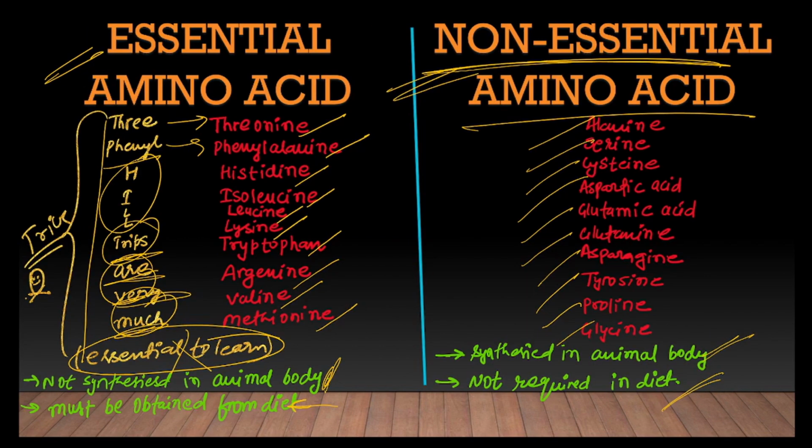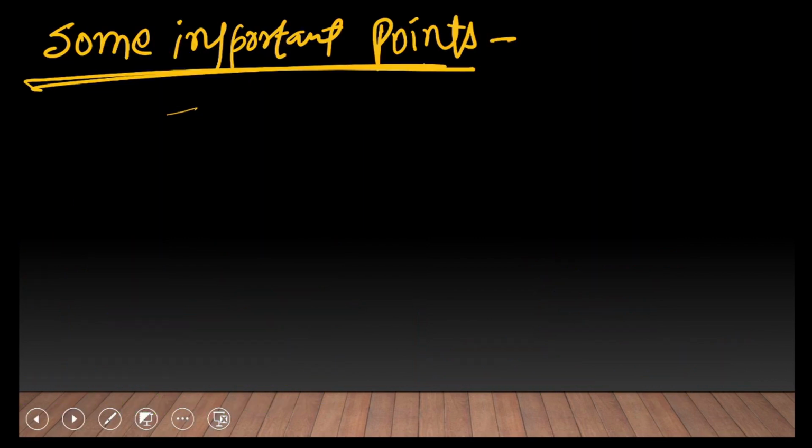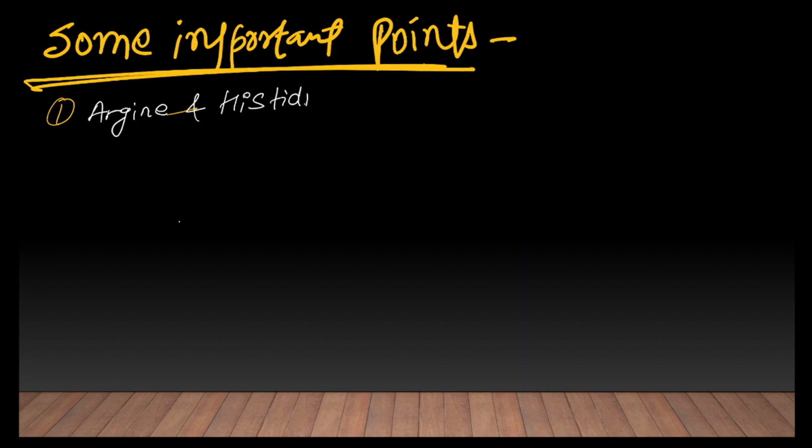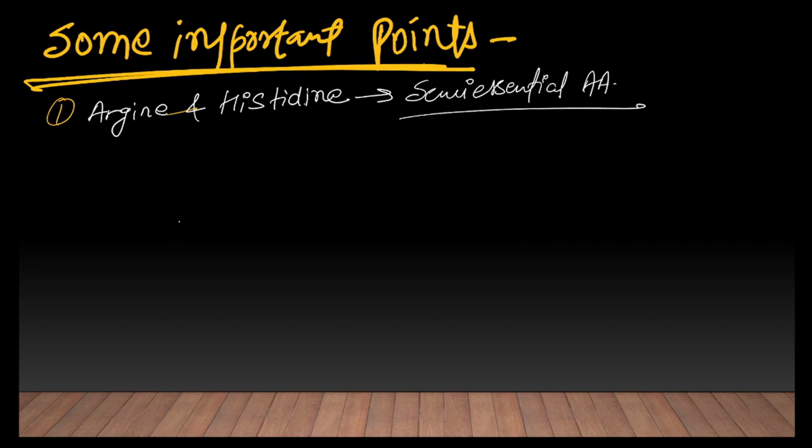Okay, so that was our trick, and I will discuss some important points where questions may be asked. First point is that arginine and histidine are semi-essential amino acids. Okay, this is the first point. Second point is that except glycine, I already discussed that, except glycine, all amino acids are optically active.